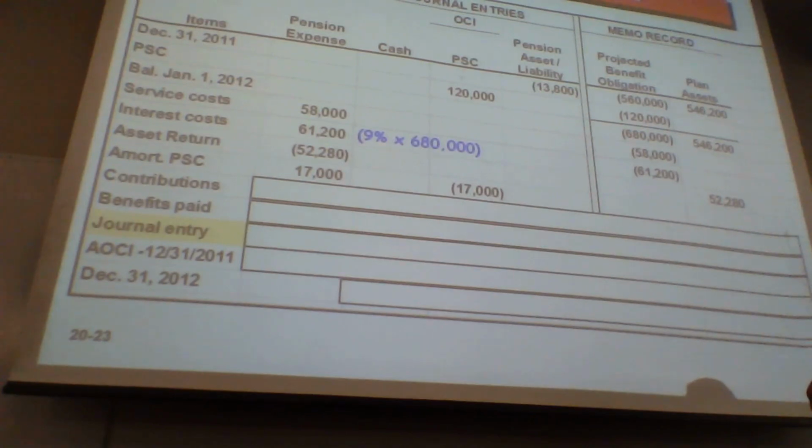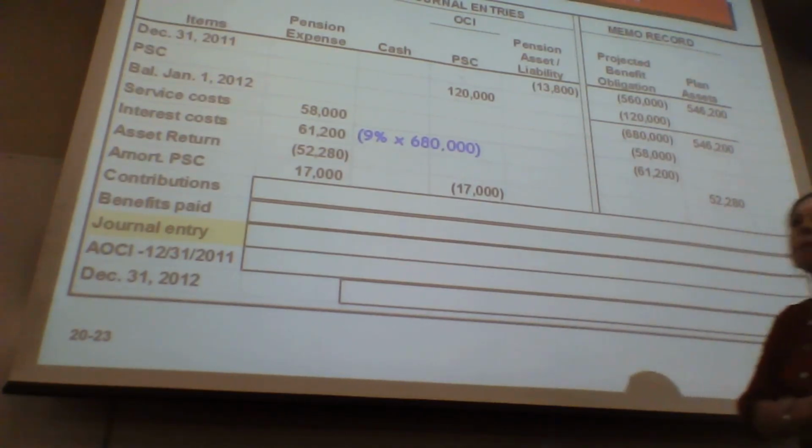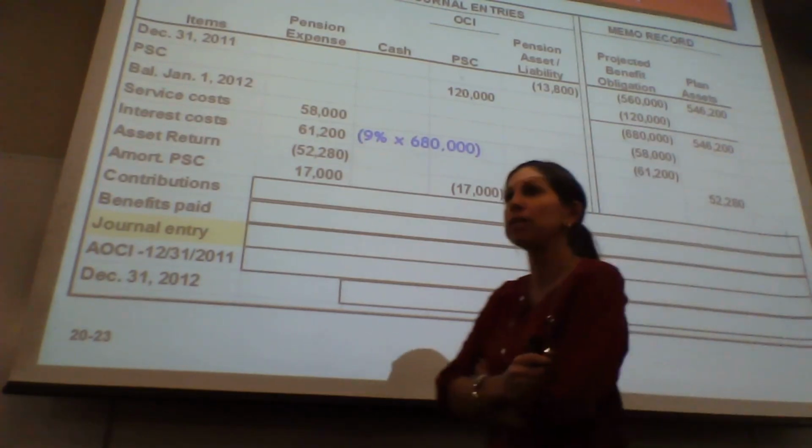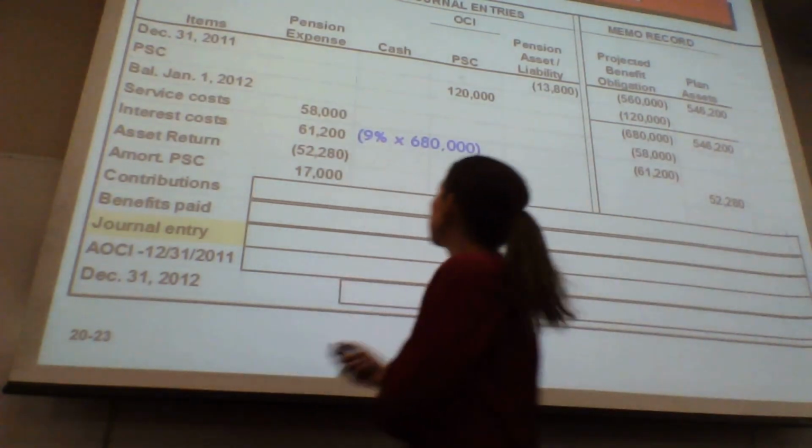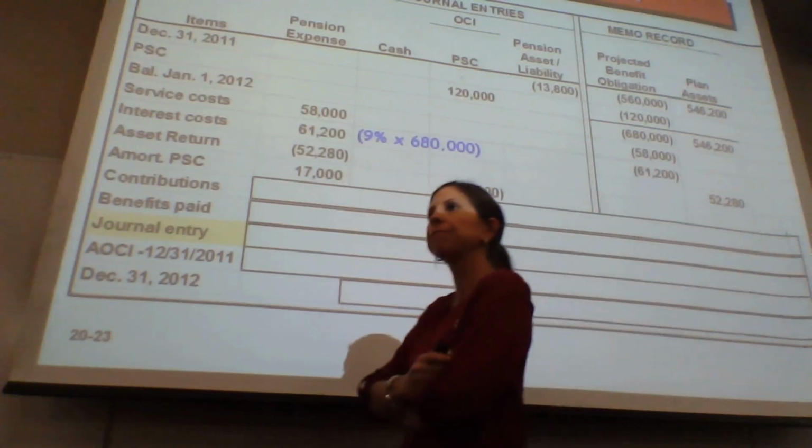Is the OCI just PSC, that column right there? Yes, in this problem. There are other things that can flow in and out of OCI. In this problem, it's only going to be from the prior service cost. Okay. Yep.